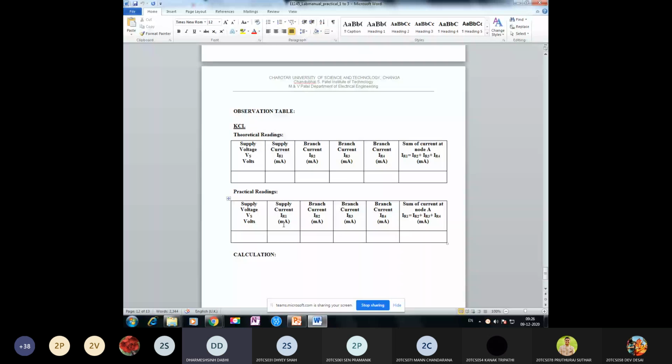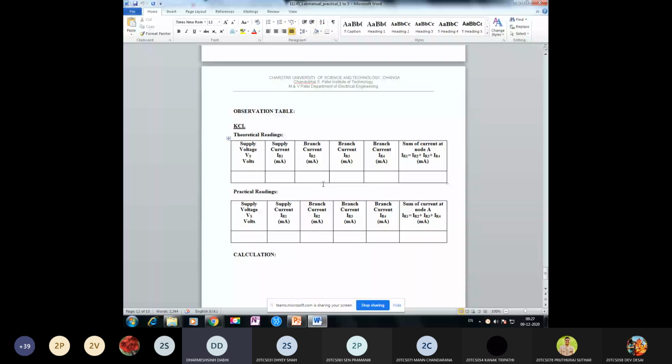Or the second option is that you make this word file into PDF. After writing the conclusion and this table, convert this word file into PDF and then merge both the PDFs: one PDF of this experiment plus one PDF of your calculation. So you can also submit the merged PDF of all the three experiments as well as the calculation as a single PDF, or you can separate them. You can also submit separately.